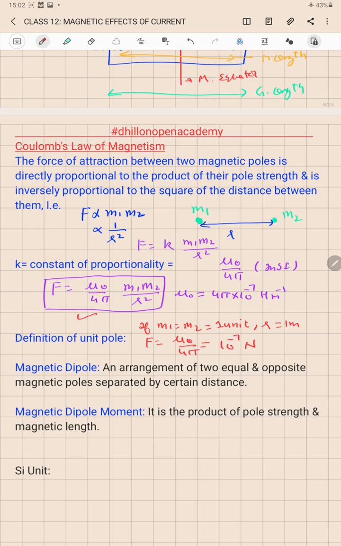So from here we can define a unit pole as that pole which, when placed in vacuum at a distance of 1 meter from a similar pole, will repel it with a force of 10 raised to power minus 7 Newton. So just like we had defined 1 Coulomb, a unit magnetic pole is that pole which when placed in vacuum at a distance of 1 meter from an identical pole, will repel it with a force of 10 raised to power minus 7 Newton.